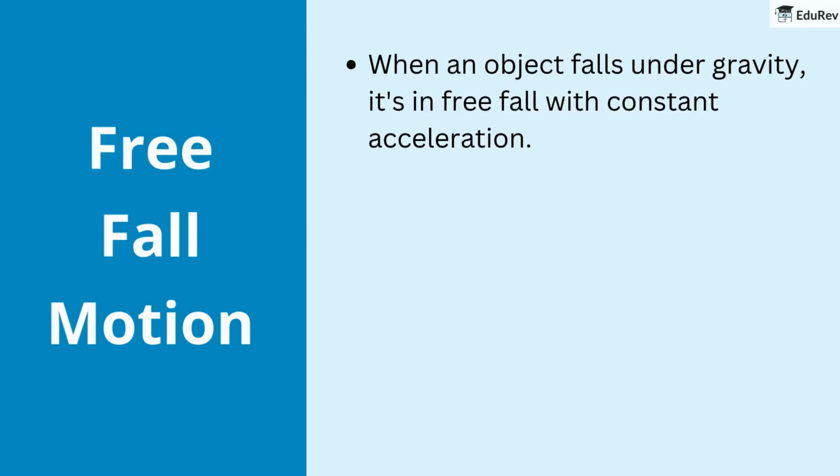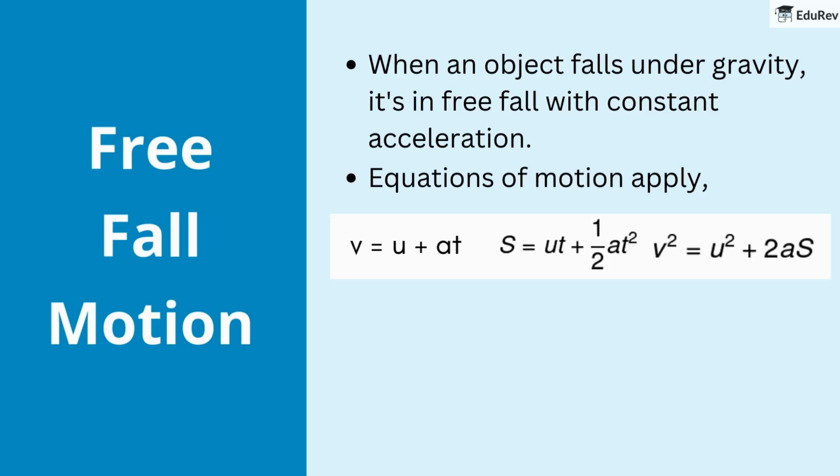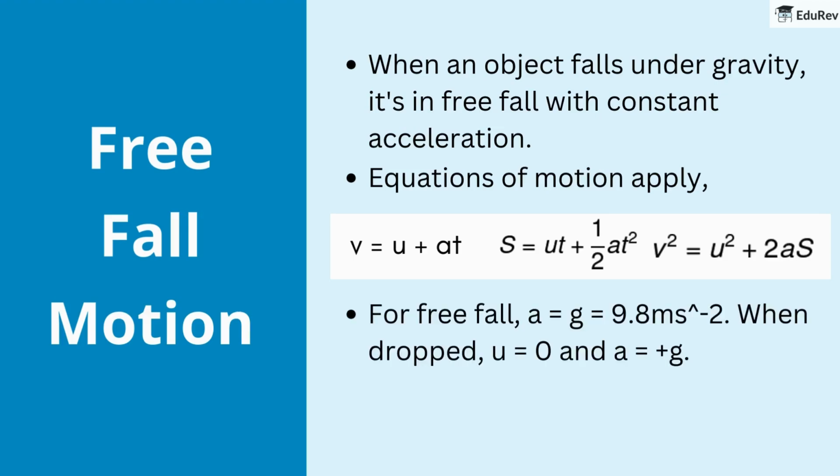When an object falls under gravity, it undergoes free fall motion with constant acceleration. The equations of motion apply to this situation. v is equal to u plus at, s is equal to ut plus a half at square, and v square is equal to u square plus 2as. For free fall, a is equal to g is equal to 9.8 meter per second square.